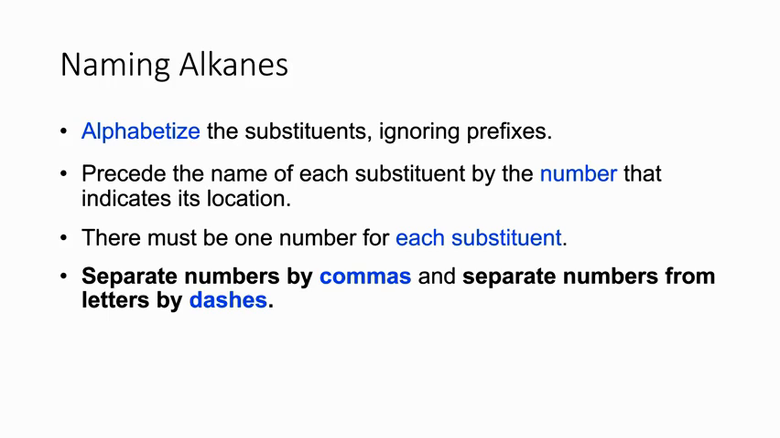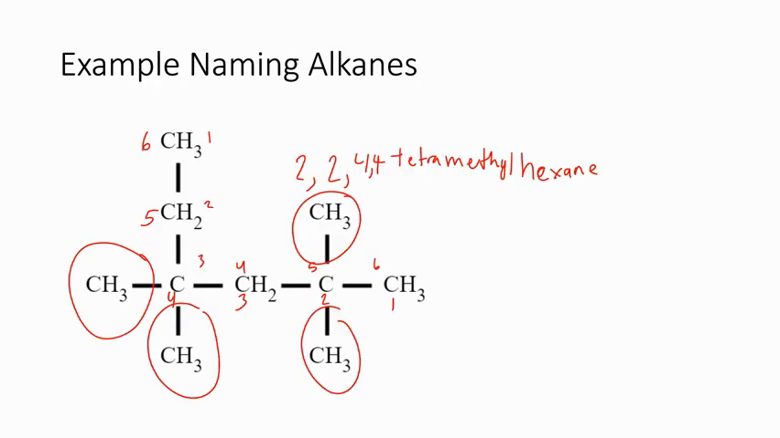Is there an example on here? There's not. We'll look at some examples. But you put your number, then you put a dash, then your prefix, your substituent, and there's no space, no dash, no comma between the substituent and the parent carbon. If you have multiple numbers next to each other, you put a comma between them. So we'll look at some examples.